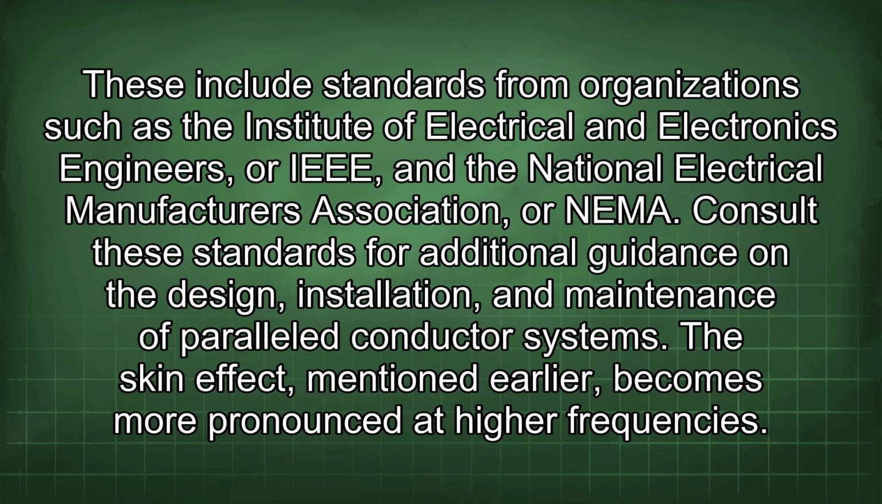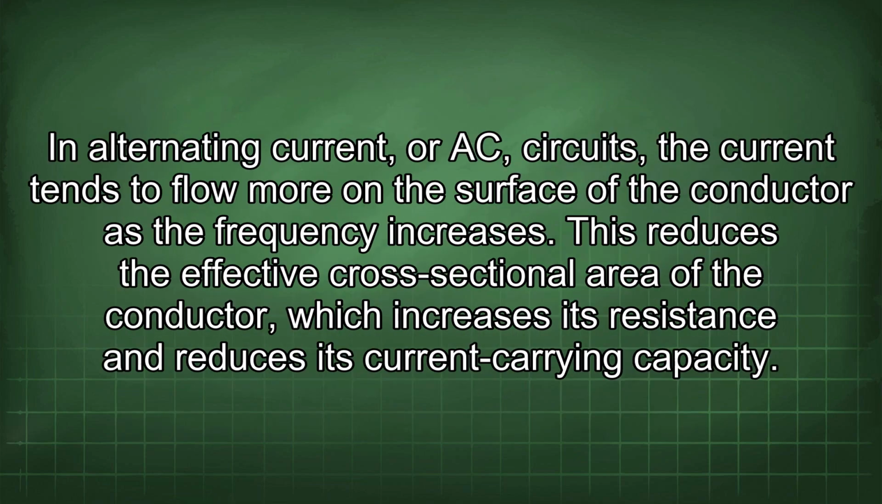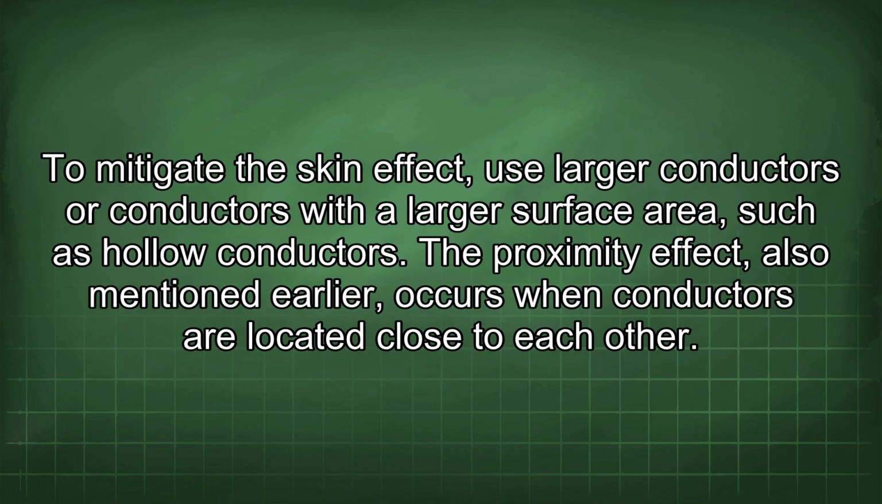The skin effect, mentioned earlier, becomes more pronounced at higher frequencies. In alternating current, or AC, circuits, the current tends to flow more on the surface of the conductor as the frequency increases. This reduces the effective cross-sectional area of the conductor, which increases its resistance and reduces its current carrying capacity. To mitigate the skin effect, use larger conductors or conductors with a larger surface area, such as hollow conductors.